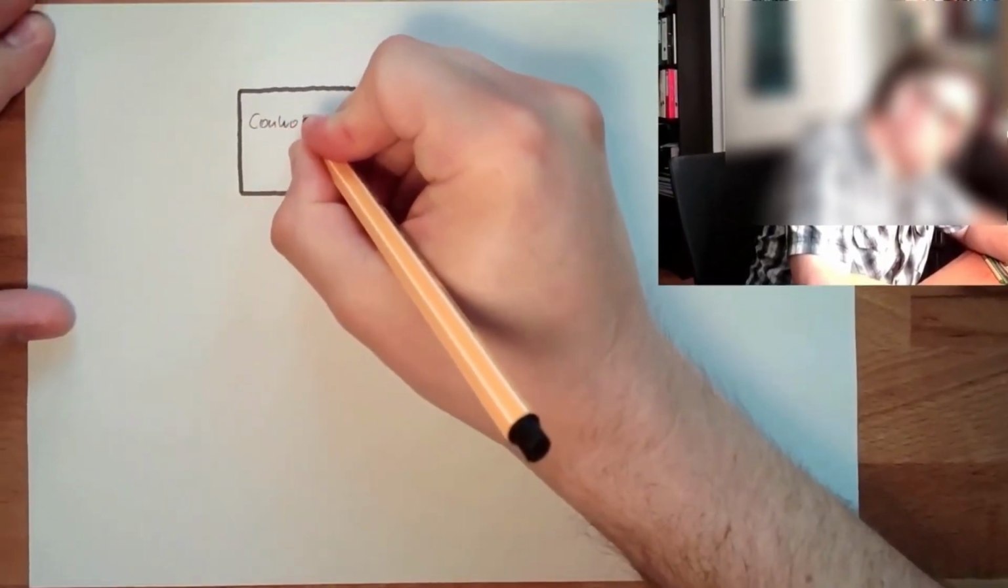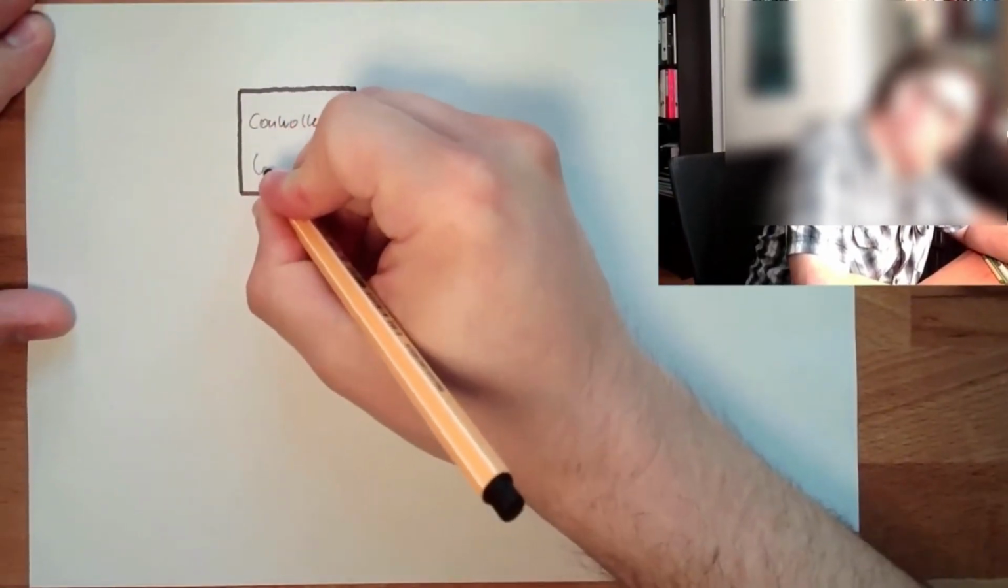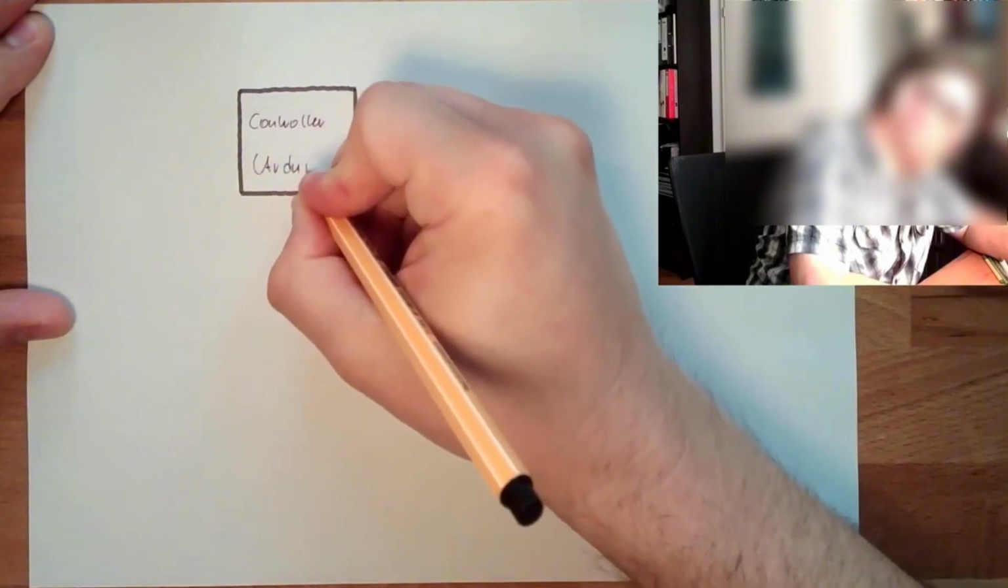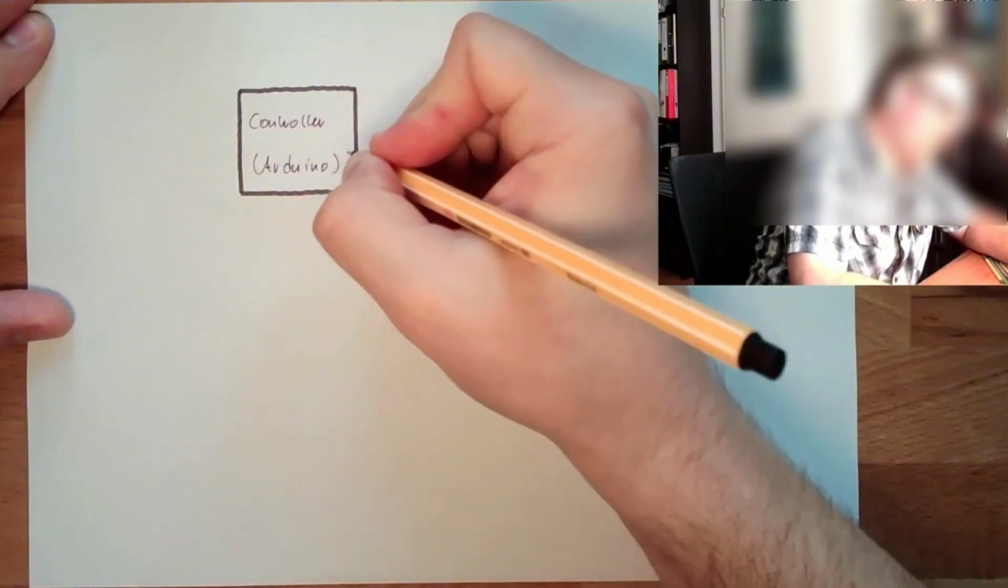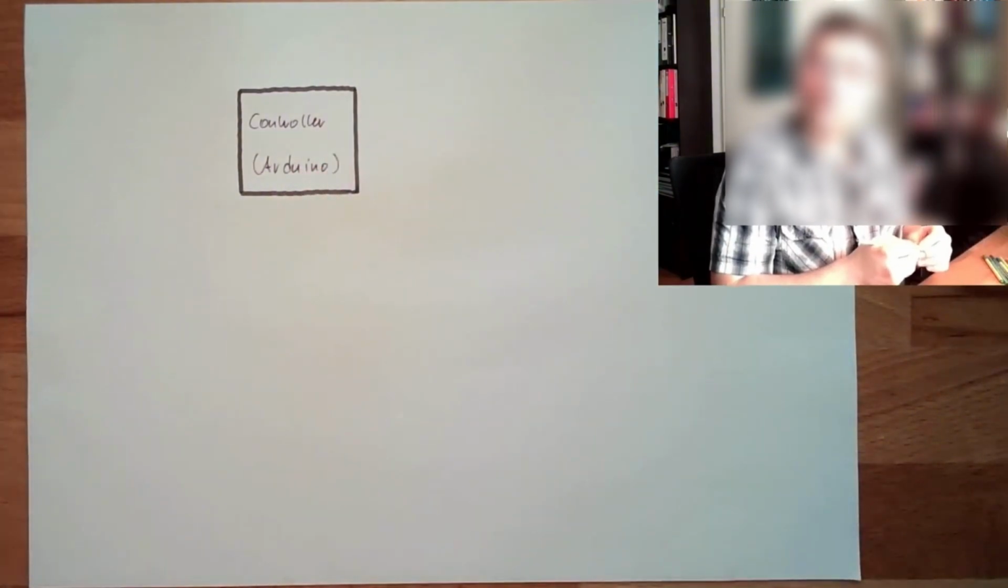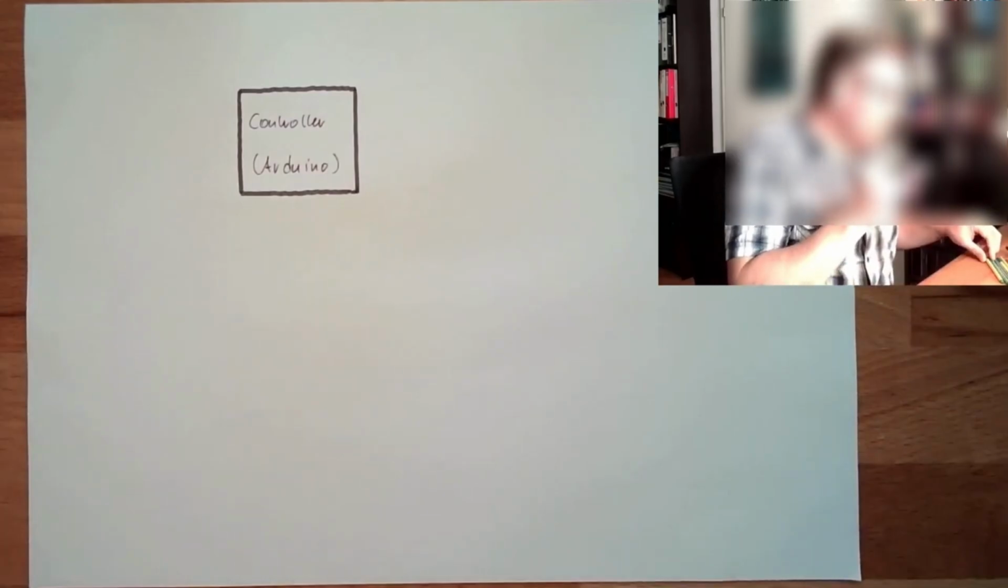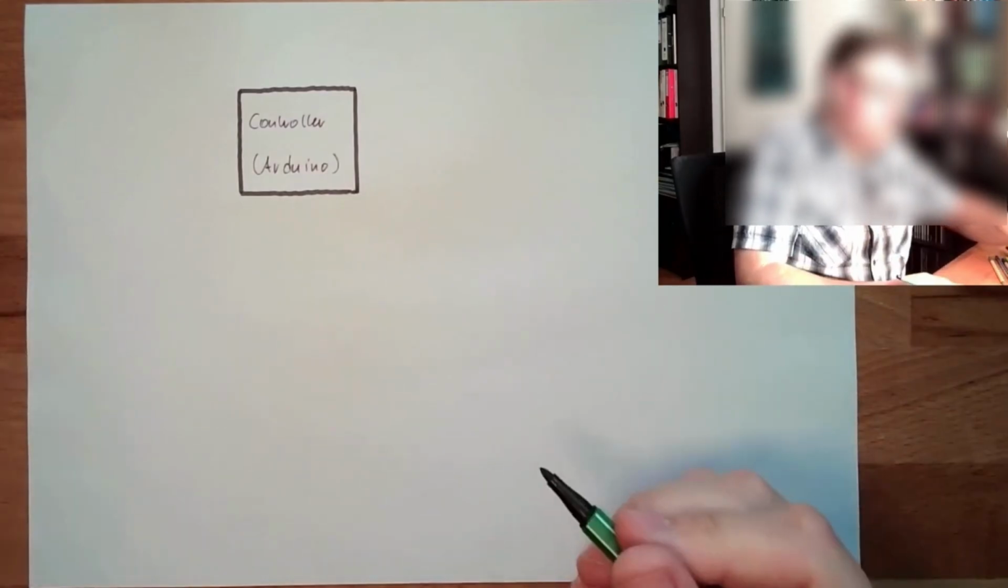So I will draw simply a box and let's say this is my controller. In our case, this is an Arduino, but in the general case, this thing is called a controller, and we are using the Arduino in our case. What does a controller have? A controller has a bunch of inputs.